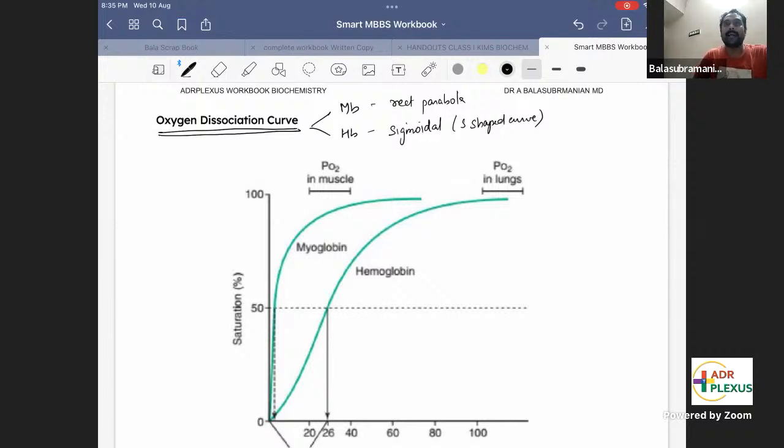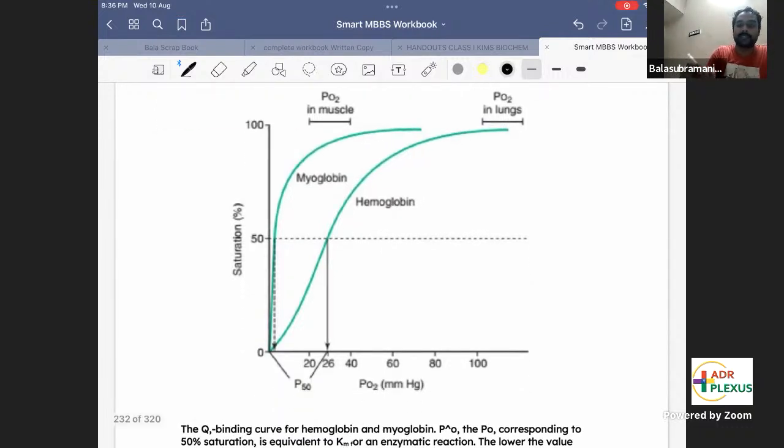Now look at the point at which 50% of the molecule is saturated with oxygen. This is for myoglobin, so I'm going to write this here. This is 8 mmHg. And this is for hemoglobin. It is 26 mmHg. So look at the curve of myoglobin. It takes off like a rocket and then it plateaus. But what about hemoglobin? It slowly takes up, then it goes up, then binds, then it plateaus.